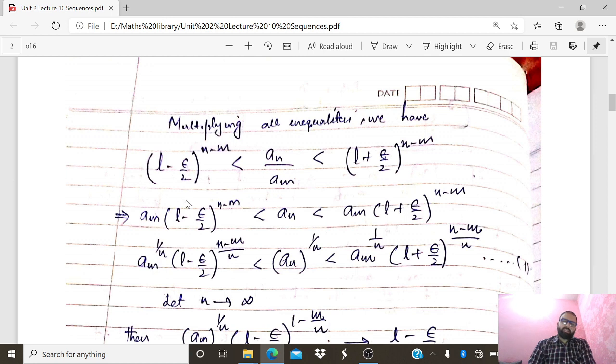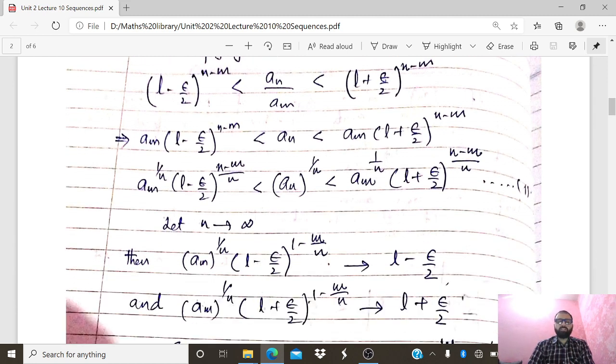So on taking multiplication of the middle quantities, we are getting this a_n upon a_m, and as I told you that these are n minus m times, so I can take raised to power n minus m, and similarly I can take raised to power n minus m. So the rest of the things are very straightforward. What I am doing next is I am multiplying the whole inequality by a_m. So when I do that, I will get rid of this denominator a_m here, and a_m will get attached to these expressions. Now what next I am doing here, I am taking the nth root throughout, so I will get this expression.